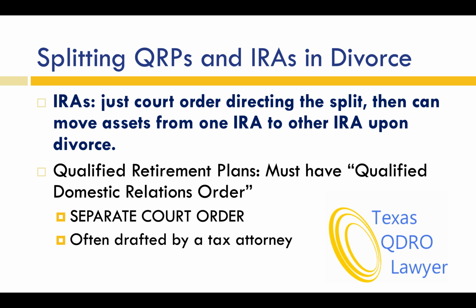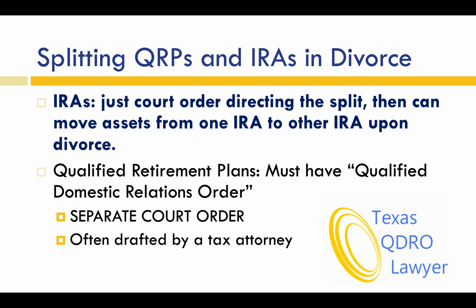Splitting qualified retirement plans and IRAs in a divorce. If it's an IRA, all you require is the divorce order, usually called a dissolution of marriage order, that directs how the IRA should be split. It might say this dollar amount is to be transferred or this percentage of the account is to be transferred. It's usually just a line in the court order.